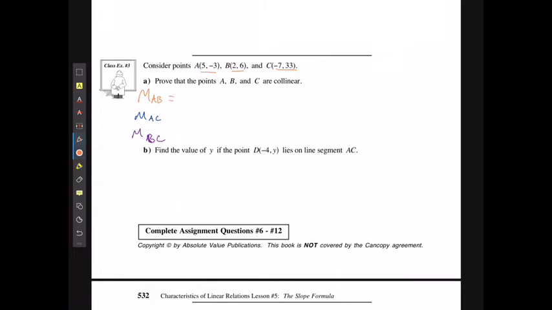So if I'm doing the slope of A to B, then I'm going to take the B points, 6 for Y and 2 for X, and put them on top of each other. I'm going to take the A points, negative 3 for Y and 5 for X. 6 minus negative 3 is going to give me 9. And 2 minus 5 is going to give me negative 3, which means this has a slope of negative 3.